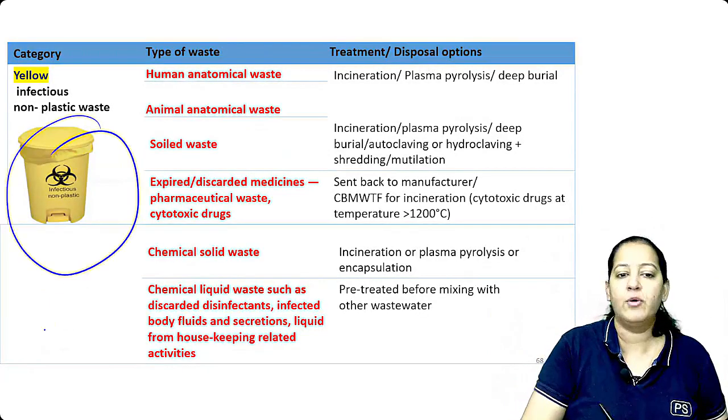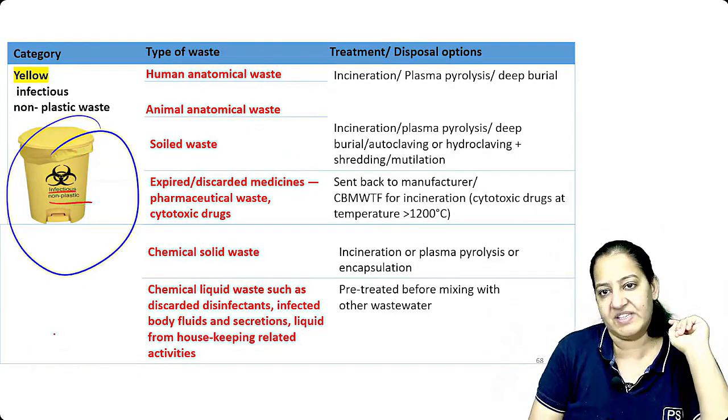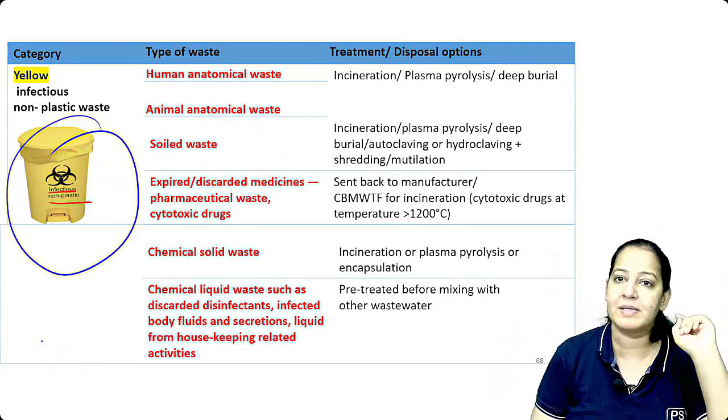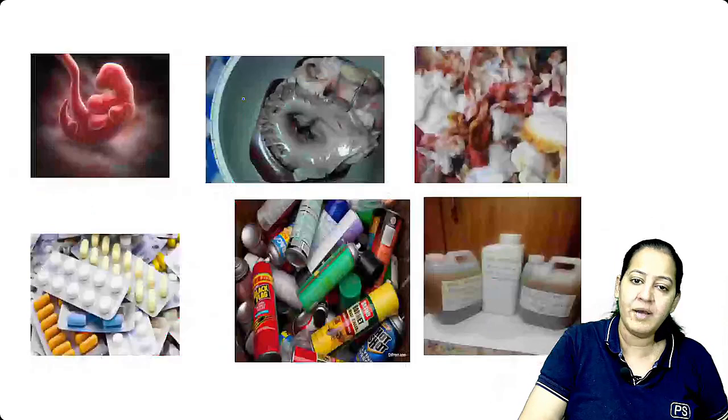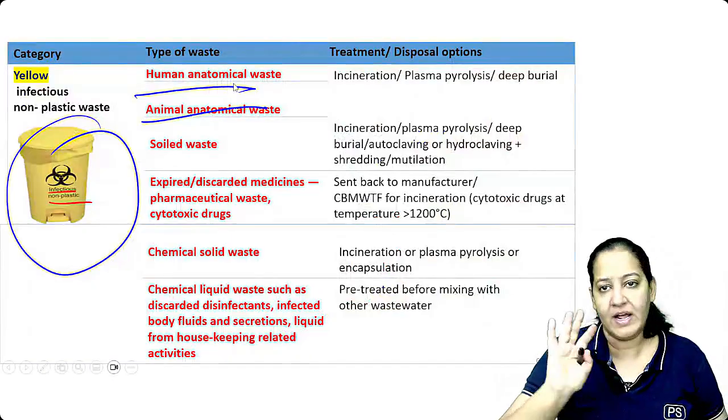Can you see the yellow dustbin? Yellow dustbin contains what? Read, it is written: infectious non-plastic waste. Non-plastic, never put plastic in yellow. It should be infectious non-plastic. All the human and animal anatomical waste. Human or animal anatomical waste, throw in yellow.